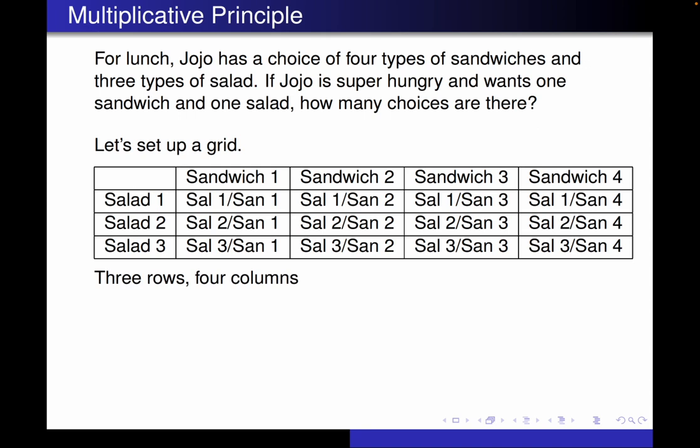Now notice that this is set up in a grid where we have 3 rows and 4 columns, and therefore if we want to add up the total number of ways that we can do that, we are going to multiply 3 times 4, which gives us 12 choices.